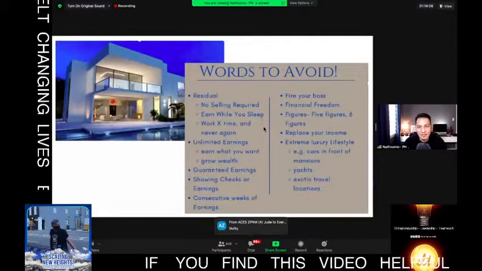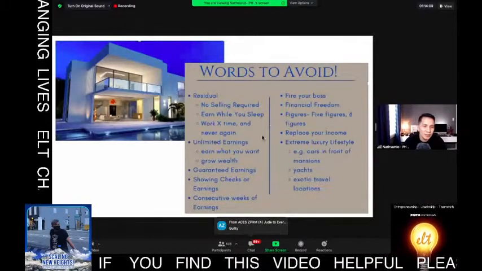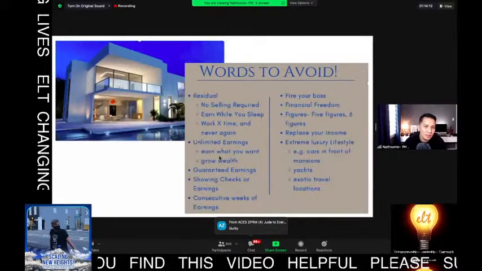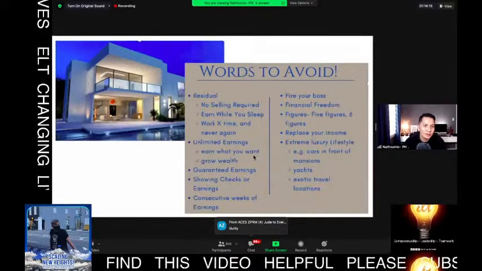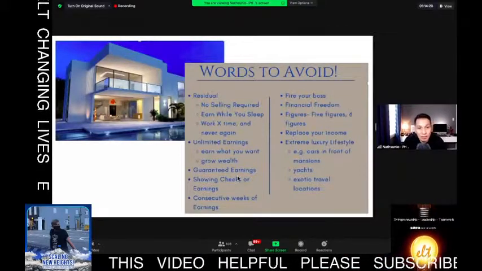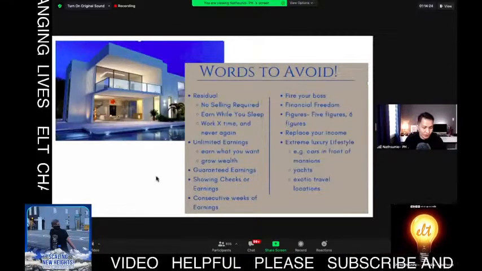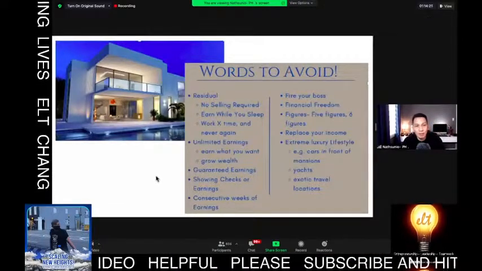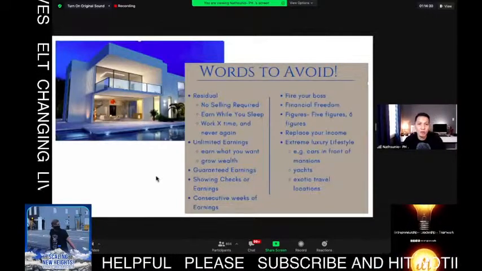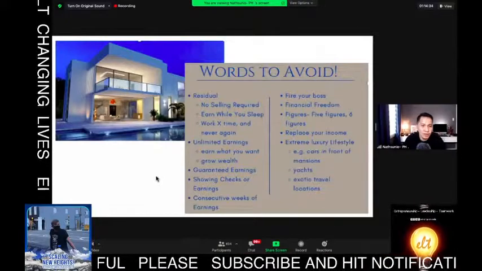Unlimited earnings. Okay? This might be, I don't know, no? Pero most of the time, itong misleading itong mga words na ito. Right? So, earn what you want, grow your wealth. Especially ito, guaranteed earnings. Guys, hindi guaranteed ang earnings natin sa Usana. Our earning is basically based sa dami ng tao na gumagamit ng products under our organizations. It's based on our effort. It's based doon sa kung ano yung activities na ginagawa natin as well. Okay? So, and totoo ito.